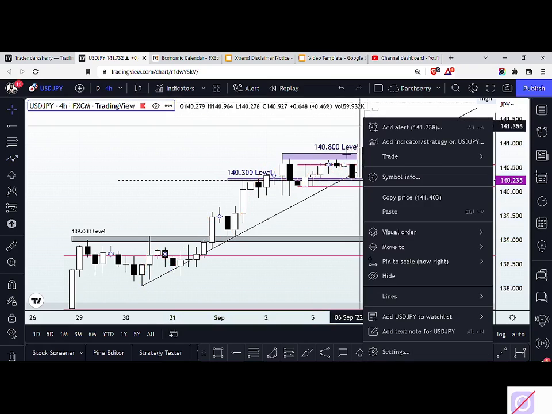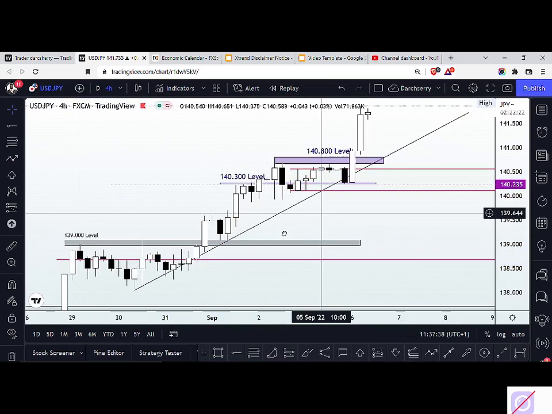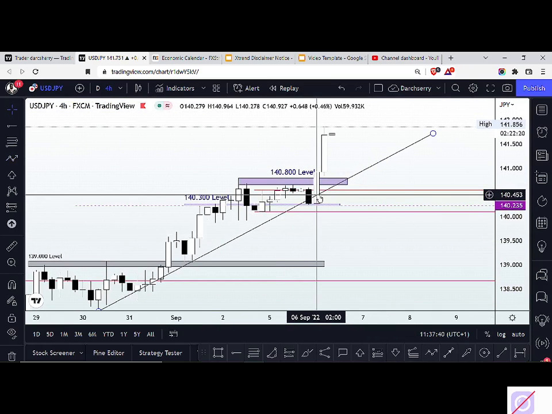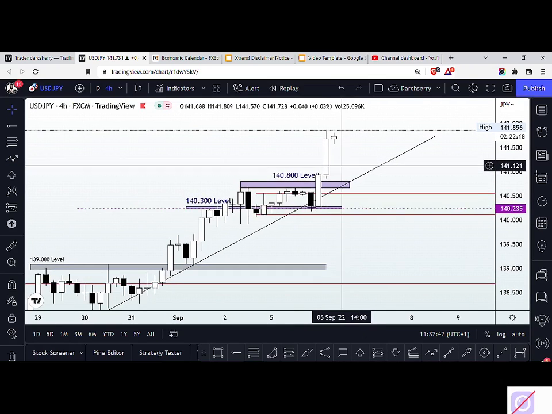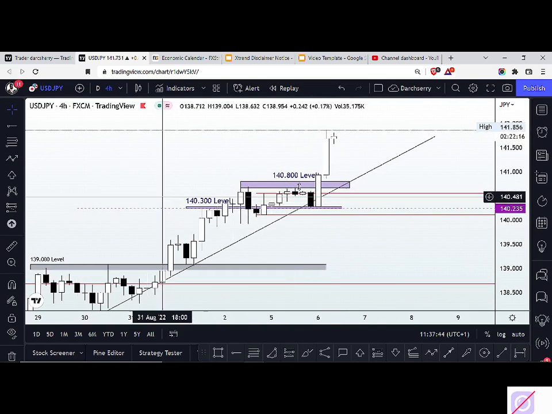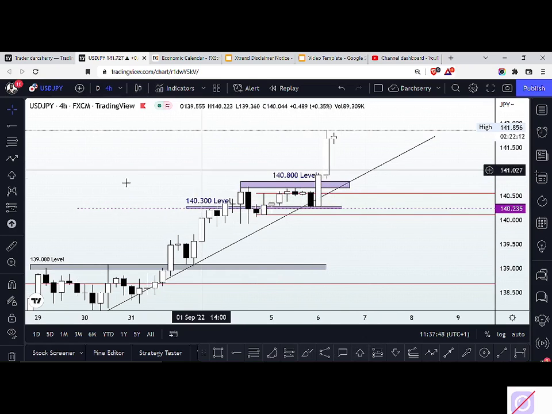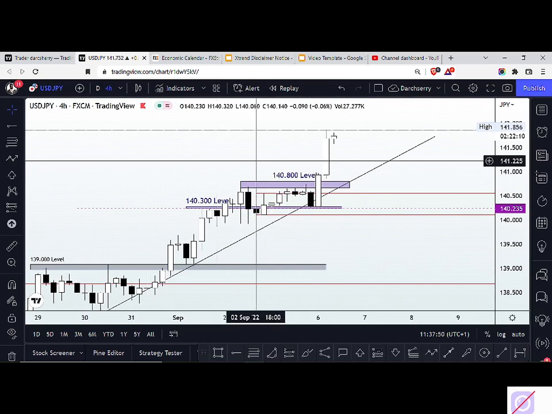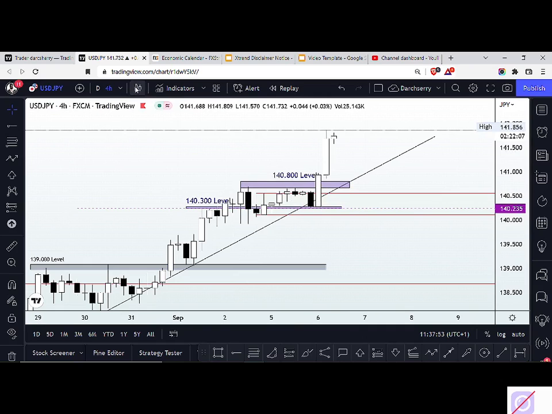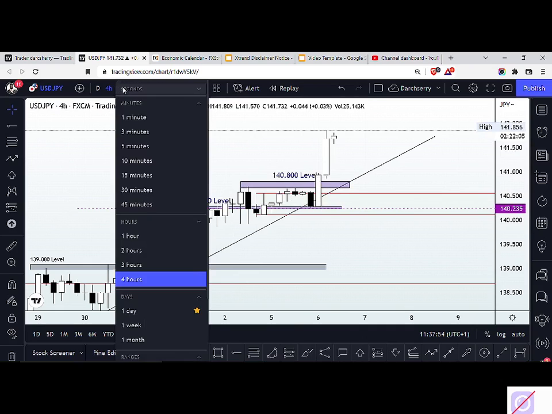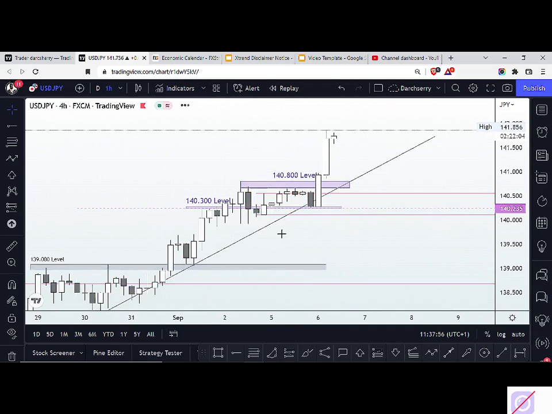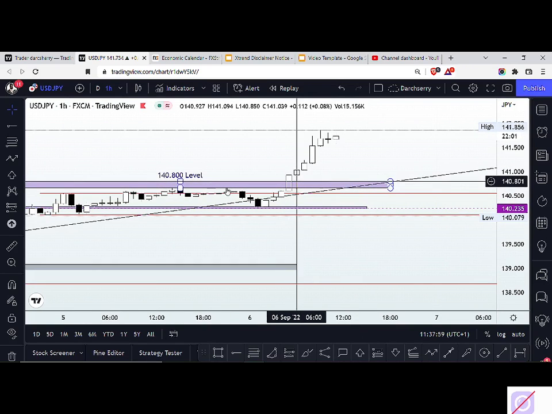140.800 level. Sincerely, I missed this move. I missed this move yesterday because it happened in the middle of the night over here. We saw the breakout of the 140.800 area, and a retest on lower time frame to join the rally. If you are taking advantage of that move, kudos to you for identifying that. But for me personally, I missed it because I was asleep when this actually happened.